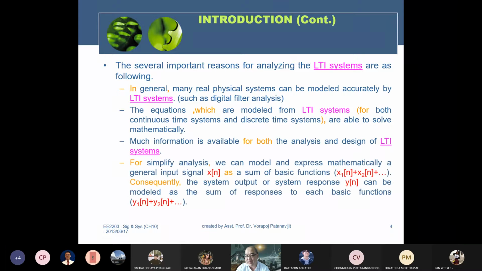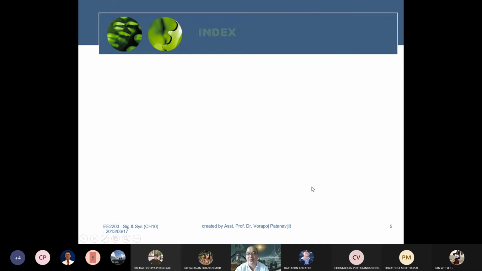And for simplicity of analysis, we can model and express mathematically a general input signal x[n] as a sum of basic functions x1, x2, x3 to xn. Consequently, the system output or system response y[n] can be modeled as the sum of the responses to each basic function that you express here: y1, y2, y3, where y1 depends only on x1, y2 depends on x2, and y3 depends on x3, respectively.